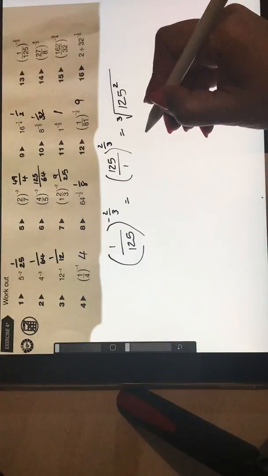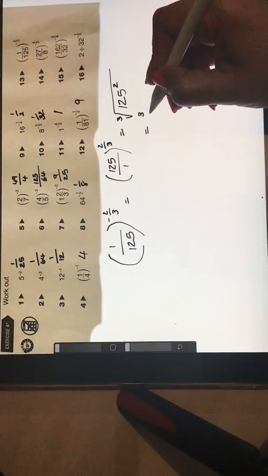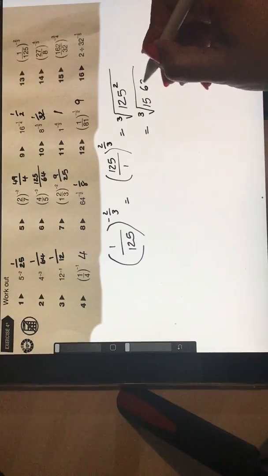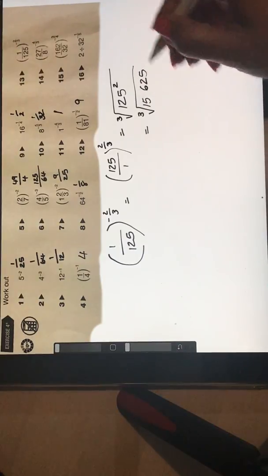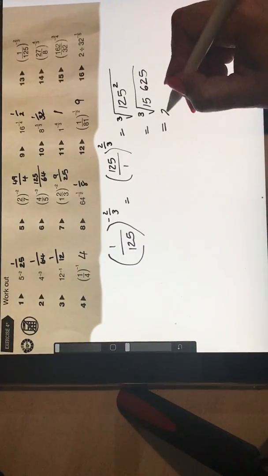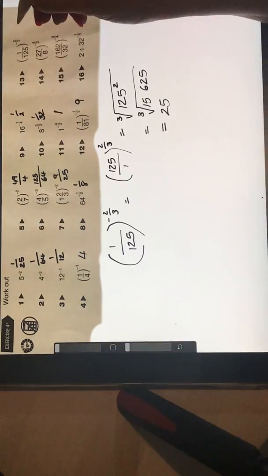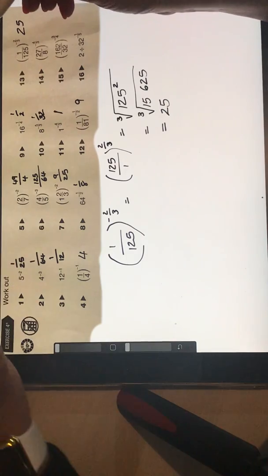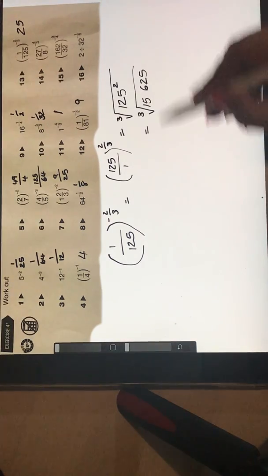Right, if we punch that into our calculators, we get the cube root of 15,625, and the cube root of that is 25. So the answer for this one is a good 25.